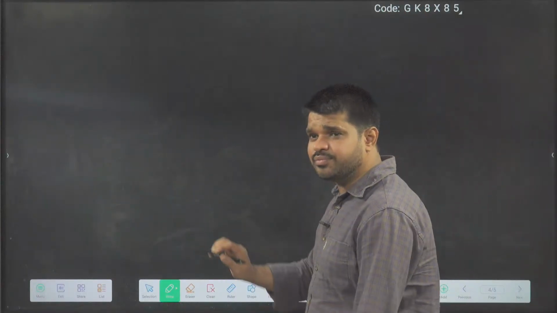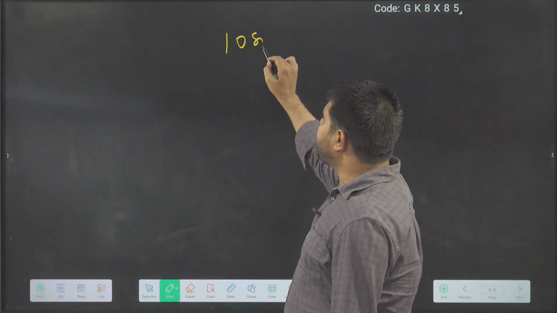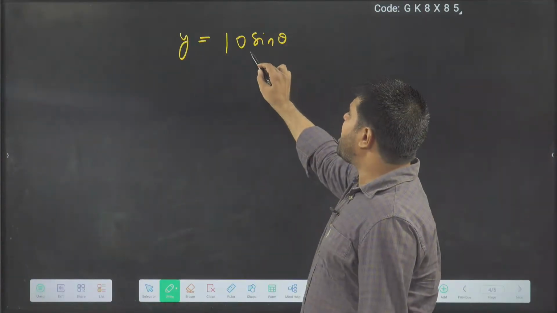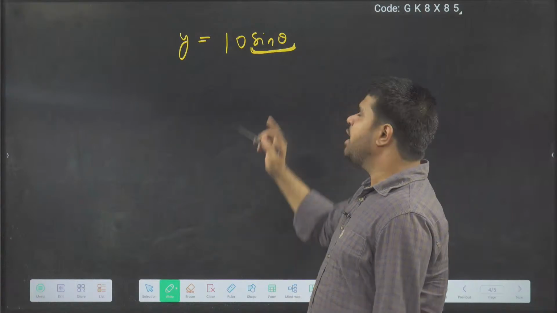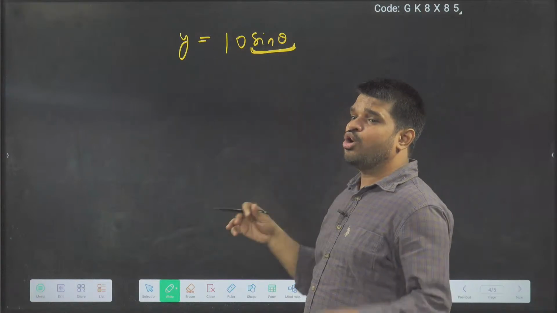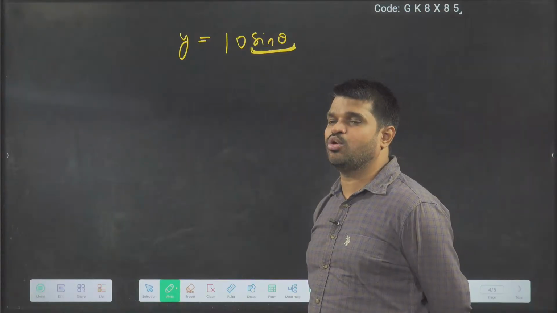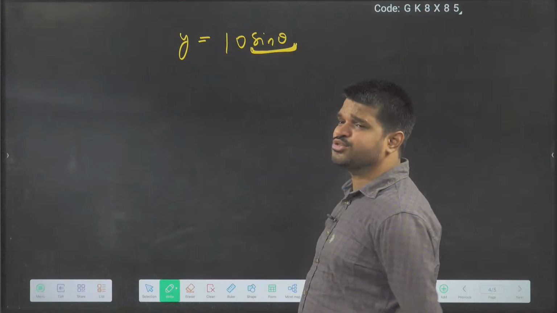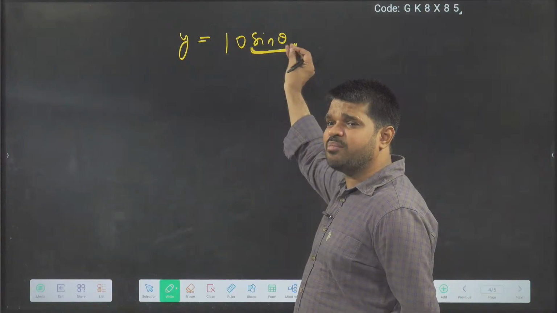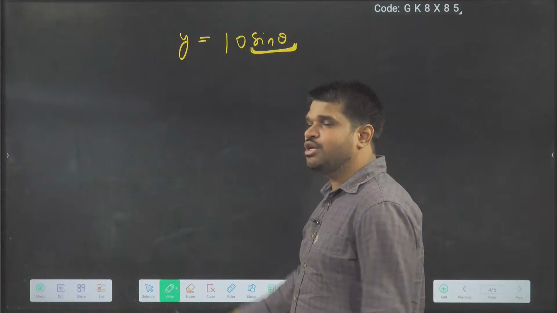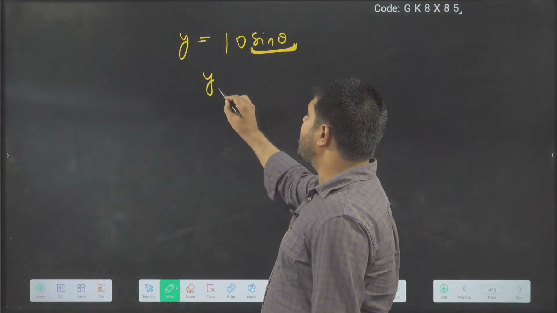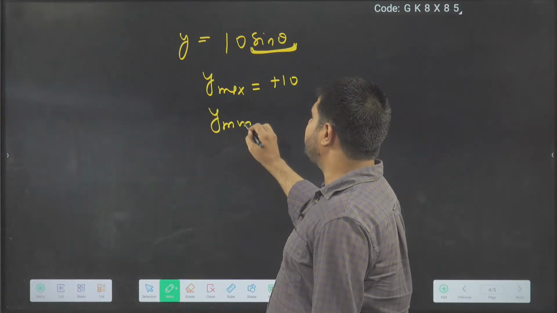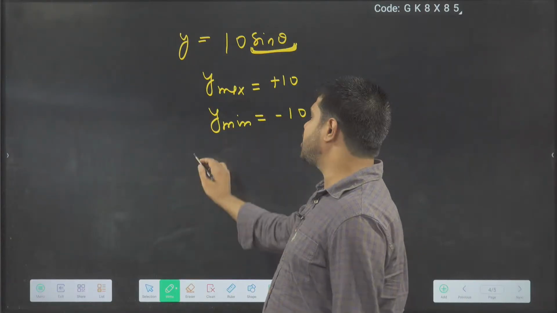Okay. Now tell me, suppose I have 10 sine theta. Now, maximum value of sine is 1. If I multiply 1 with 10, overall answer becomes what? 10. Minimum value of sine is what? Minus 1. Minus 1 multiplied with 10 becomes minus 10. So for this expression, maximum value is plus 10 and minimum value will be minus 10.